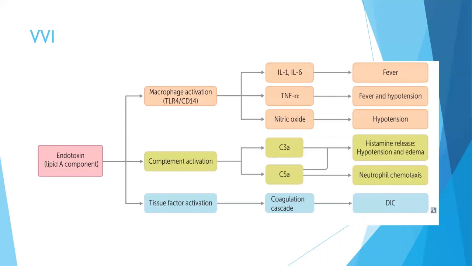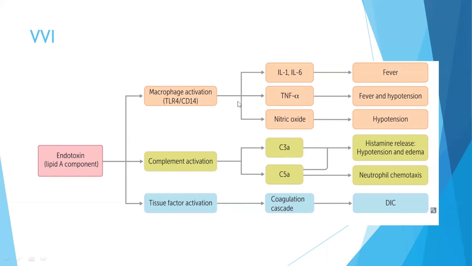Now, you may see this chart in your First Aid, and you may unknowingly exclude this chart from study. But this is a very important chart, and many questions are framed from this chart in your real examination. So, endotoxin, the lipid A component, can cause three things, as we have talked about earlier: macrophage activation, complement activation, or tissue factor activation.